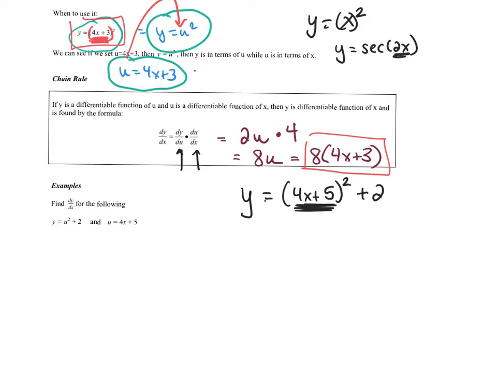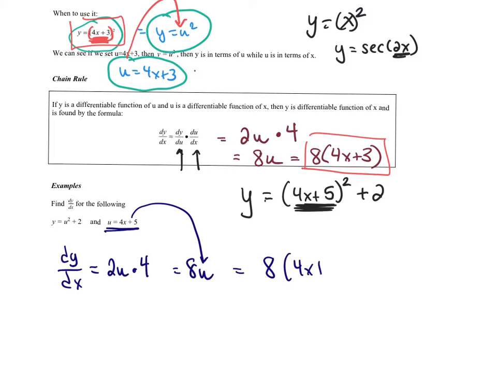But if I want to take the derivative, if I want to find dy dx, I'll just take the derivative of the u function with respect to u, which is just 2u, because the 2 goes away, times the derivative of the u function. And the derivative of this is just simply 4. So that's 8u, but again, I can plug this u back in, and I can get this to be 8 times 4x plus 5. And if I wanted to distribute, it's 32x plus 40.